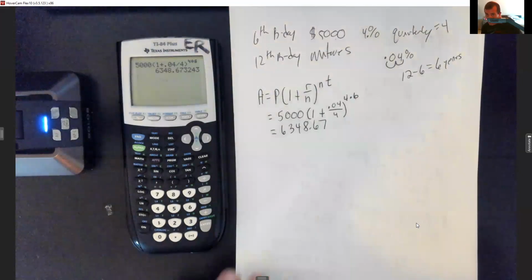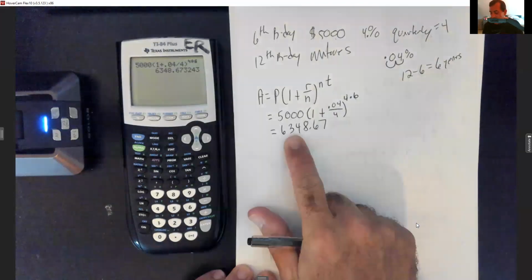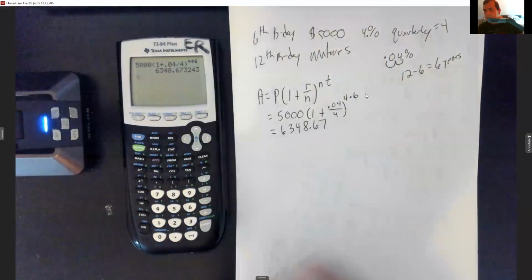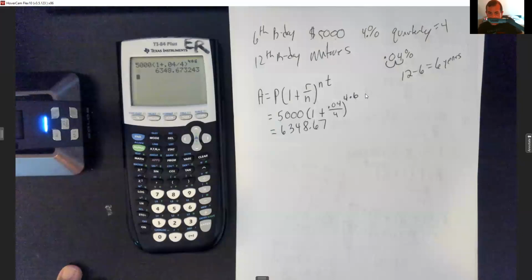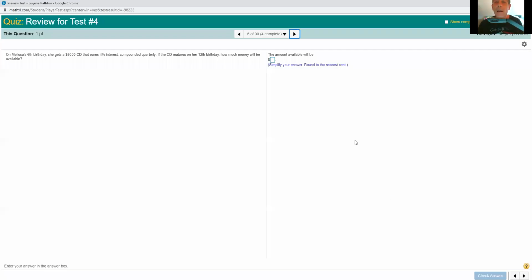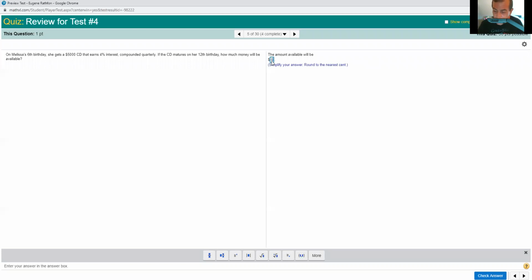So let's see, what'd she make? About 12 years, they made about 1,300 range. So decent, but it could have been higher if she'd had a little bit higher interest rate, right? All right, so round to the nearest cent. So this, and I will put in everything. I'll do my 6348.67. All right, moving on.